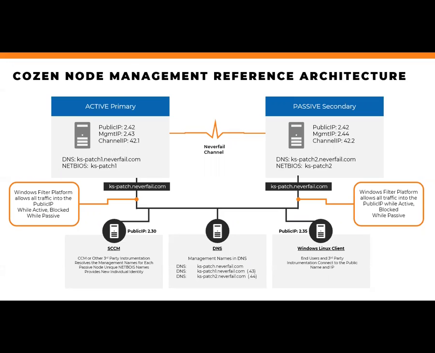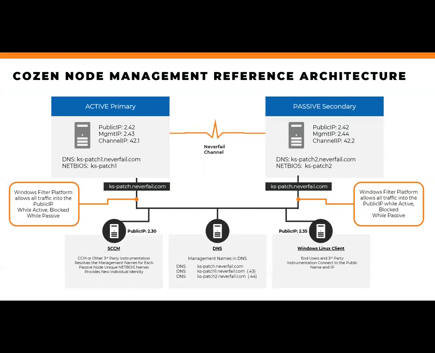kspatch.neverfail.com. What we're going to do is add a different name for each one of these nodes. So we'll have the Cozen name, which is kspatch1 for the primary, kspatch2 for the secondary. Then it also creates that same name as the NetBIOS name. So now we have uniqueness across all of the nodes in the cluster. So while you're patching the primary namespace, you're fine.